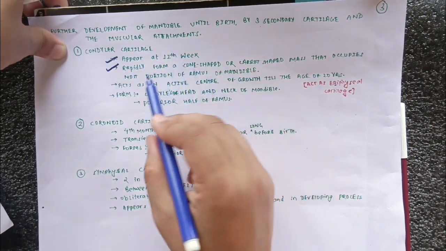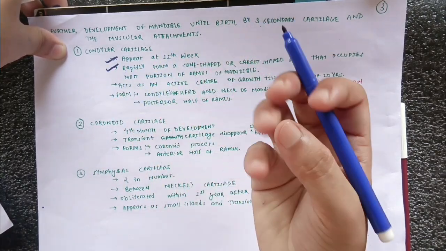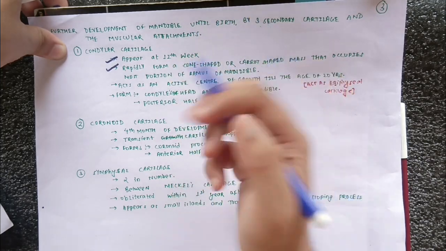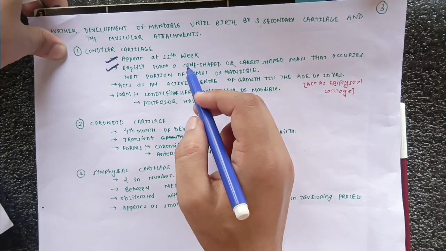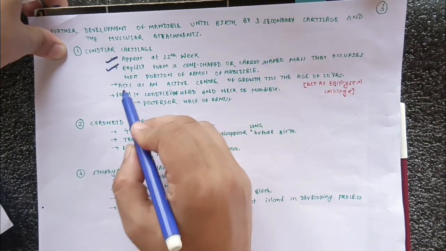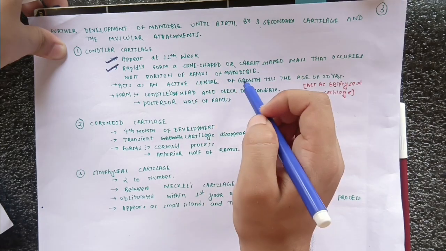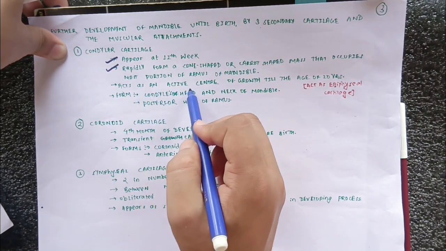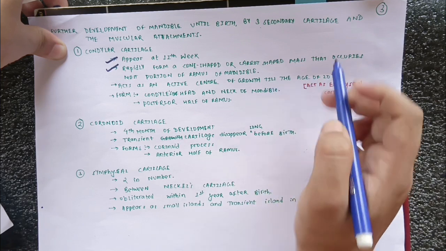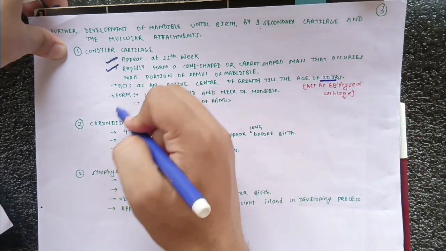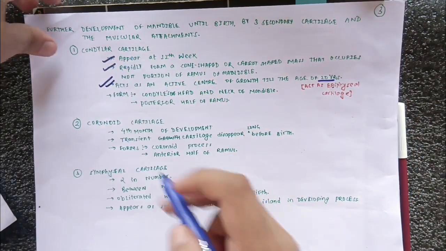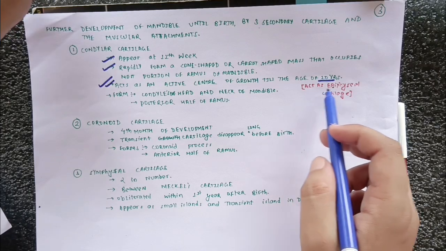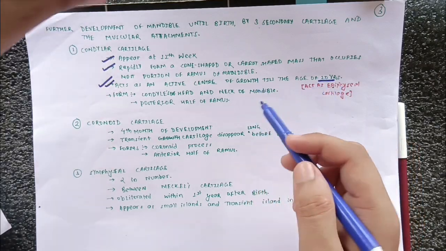Okay, so this mass of condylar cartilage forms cone shaped or carrot shaped, that occupies the most portion of the ramus of the mandible in the developing ramus of the mandible, and it acts as an active center of growth till the age of 20 years. So this point is very, very important. As I have written, it acts as epiphyseal cartilage. So I will explain this.